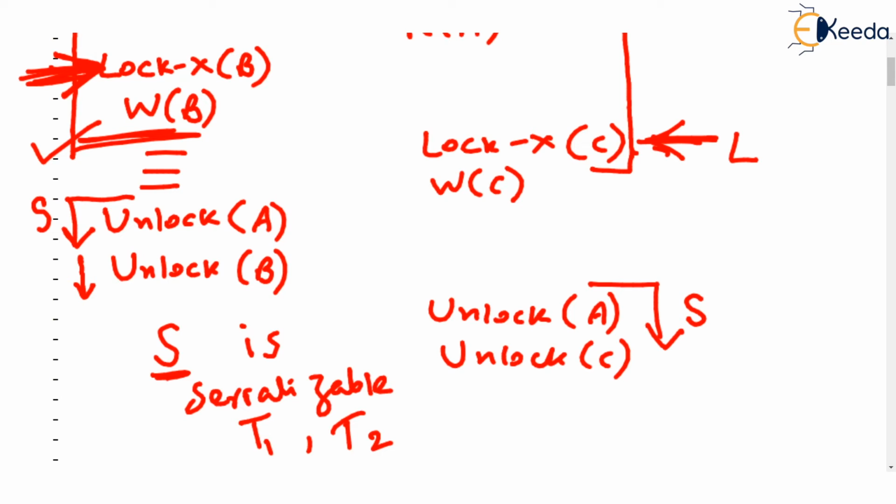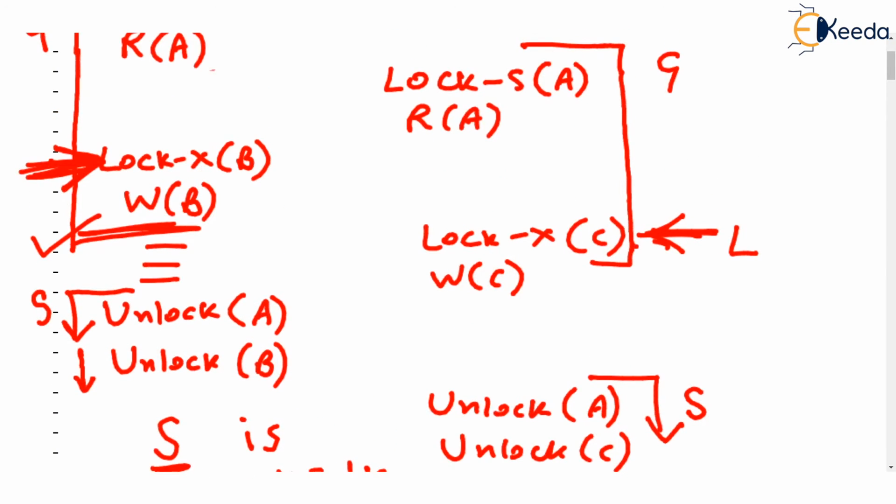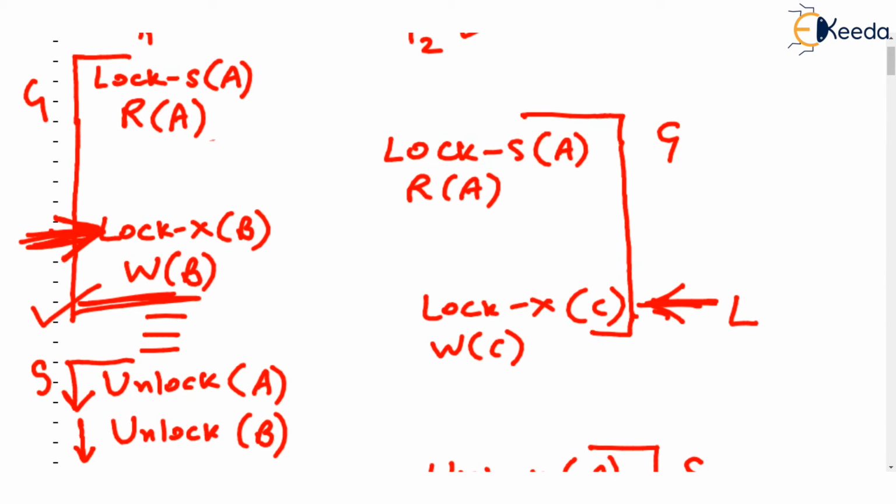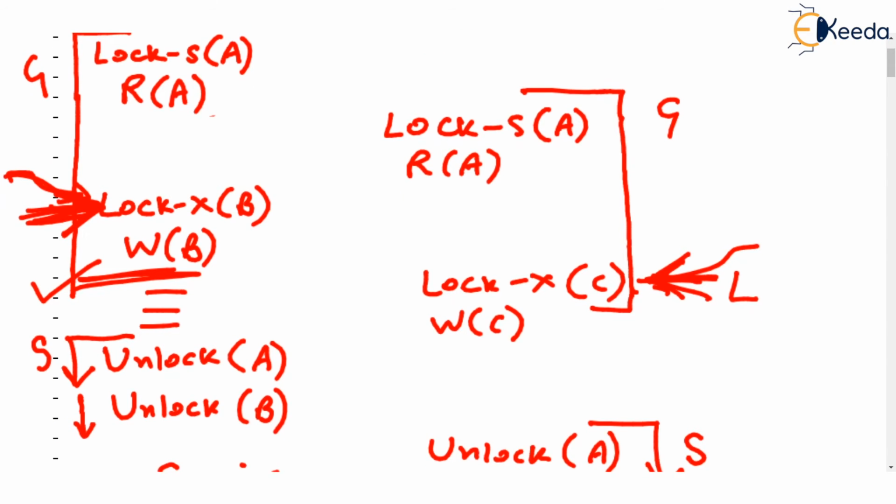Why? Because the lock point of T1 is before the lock point of T2. Check this. This is the lock point of T1, and the lock point of T2 comes later. So T1 should run first, and after that T2 should run. Let's look at one more example.